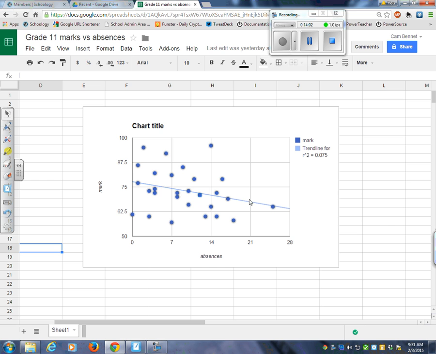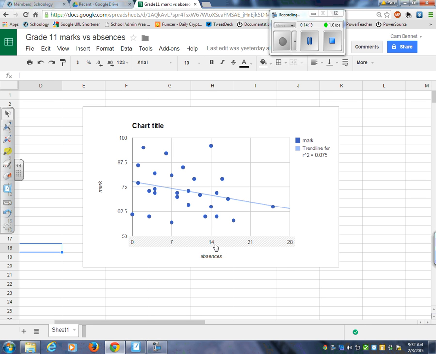Now, is it a strong relationship? Well, the data is pretty scattered, isn't it? Like, it's all over the place, right? Like, look at this person here, we'll say, had 14 absences. Highest mark in the class. Now, what were those 14 absences for?